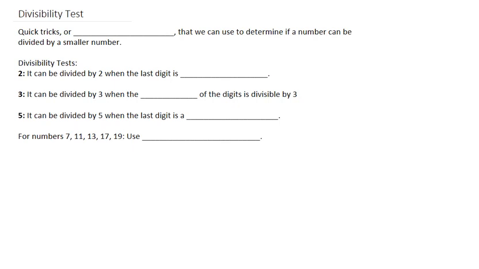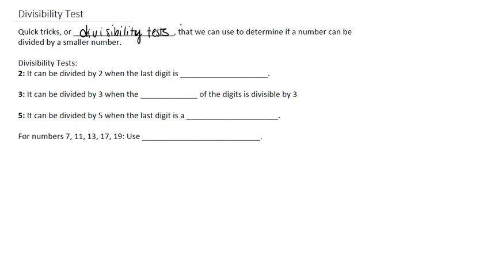Divisibility test. Quick tricks or divisibility tests that we can use to determine if a number can be divided by a smaller number. So we have a few divisibility tests.